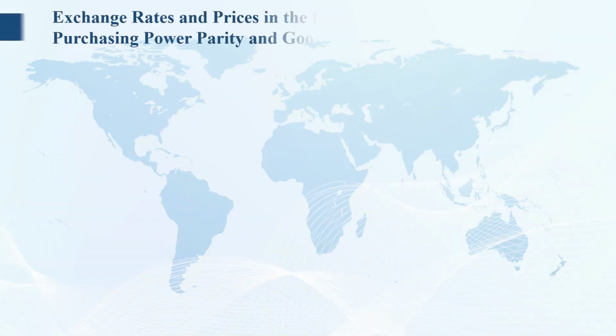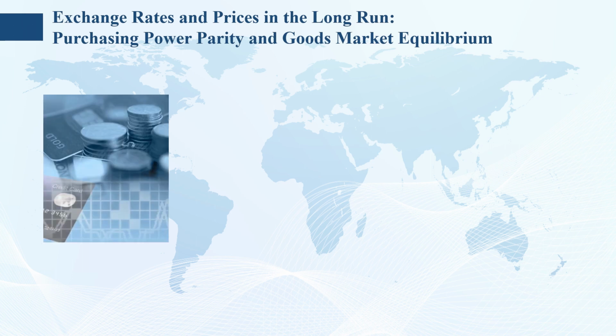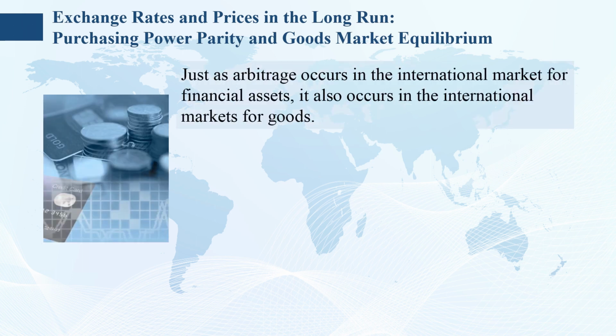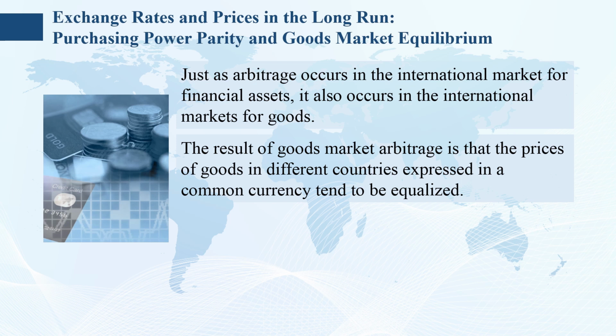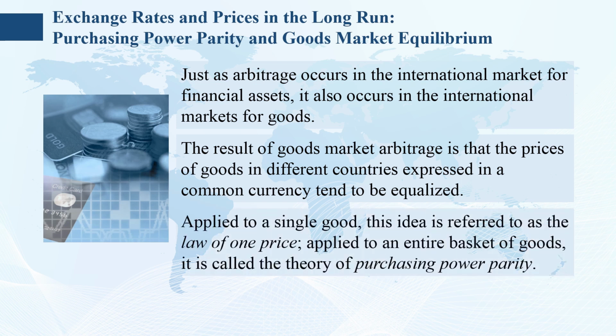Just as arbitrage occurs in the international market for financial assets, it also occurs in the international market for goods. The result of goods market arbitrage is that the prices of goods in different countries, expressed in a common currency, tend to be equalized, applied to a single good. This idea is referred to as the law of one price. Applied to an entire basket of goods, it is called the theory of purchasing power parity.